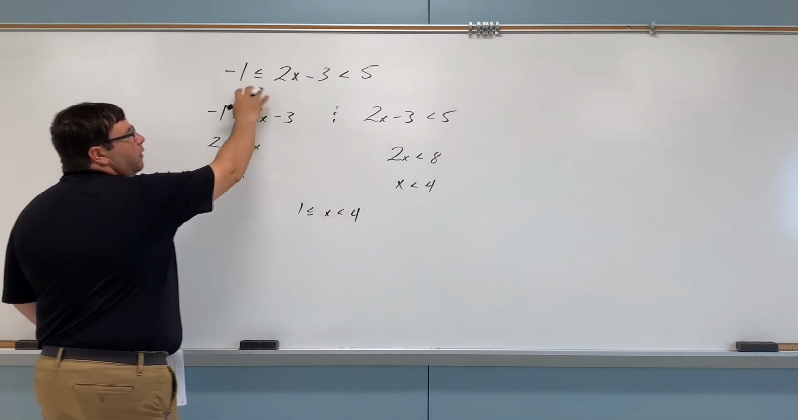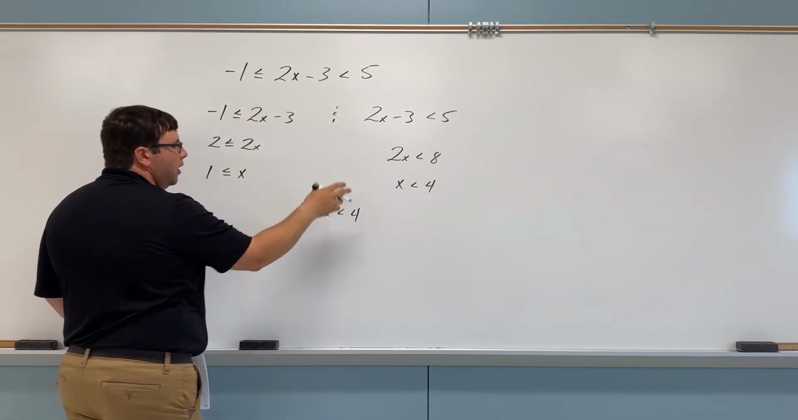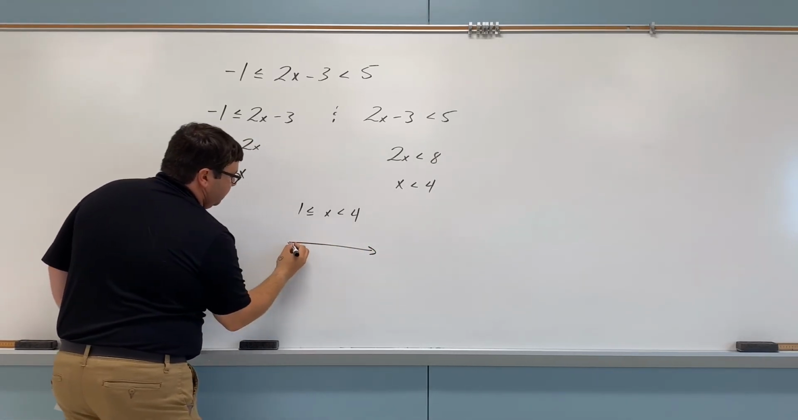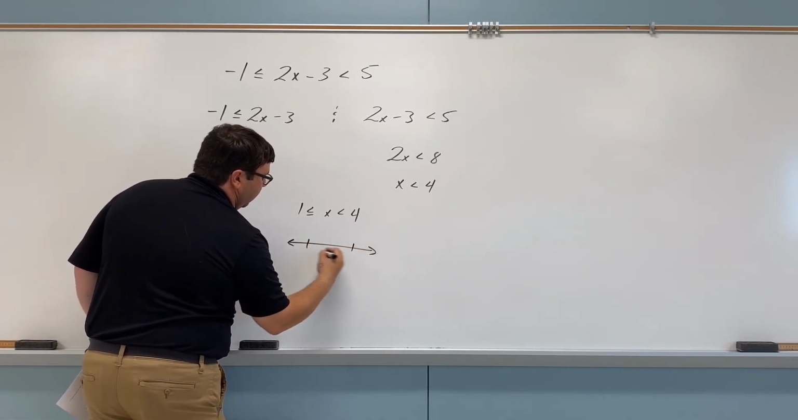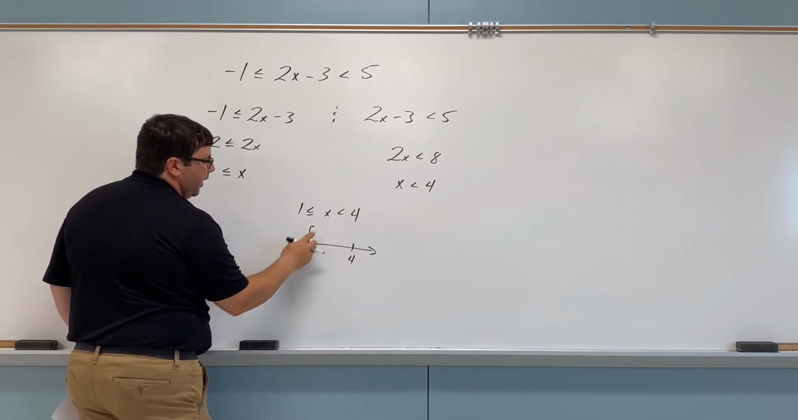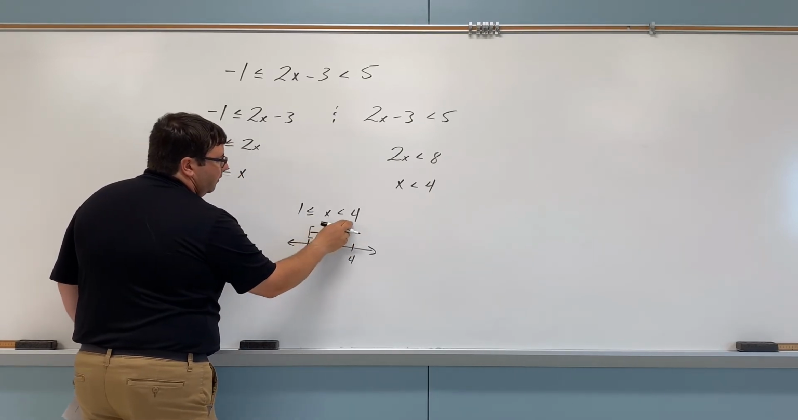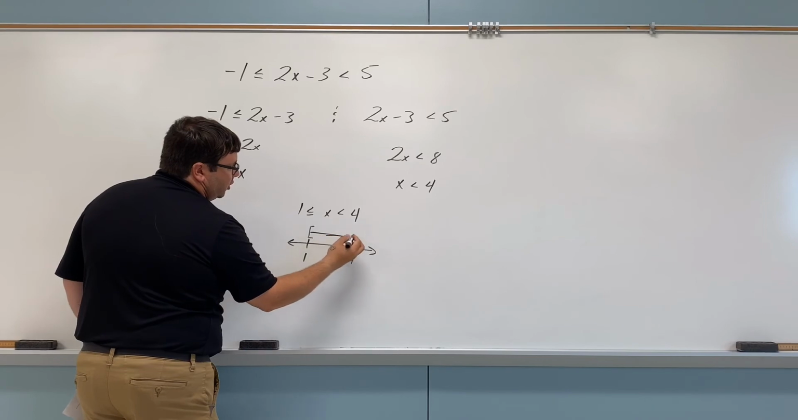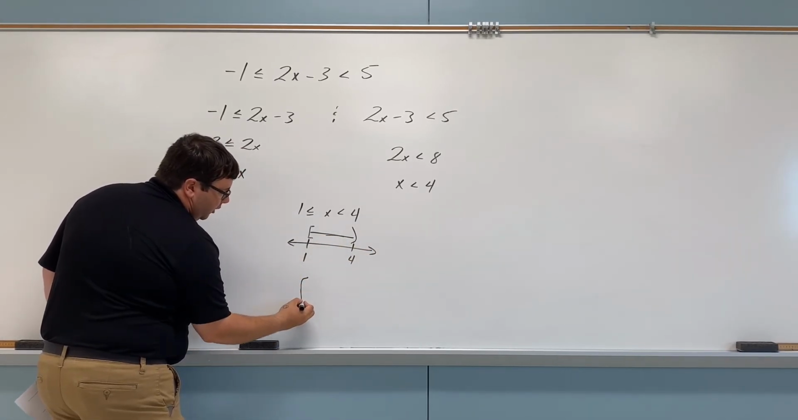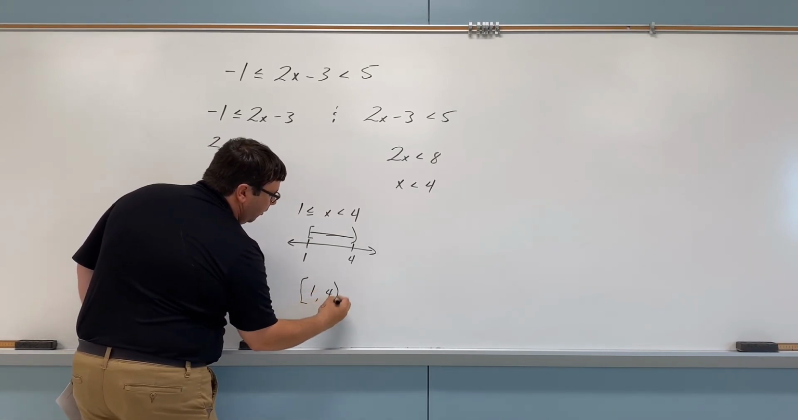So you took this problem originally, you split it up into two separate problems, you worked it all the way out. Just don't forget to combine it at the end. When you graph, you would have 1 and 4 as your points of interest. 1 can be included. X is on that greater side of 1, so it's going in this direction. X is on the lesser side of 4, so it's going in this direction, and that 4 cannot be included. Your interval notation is bracket 1 to 4 parentheses.